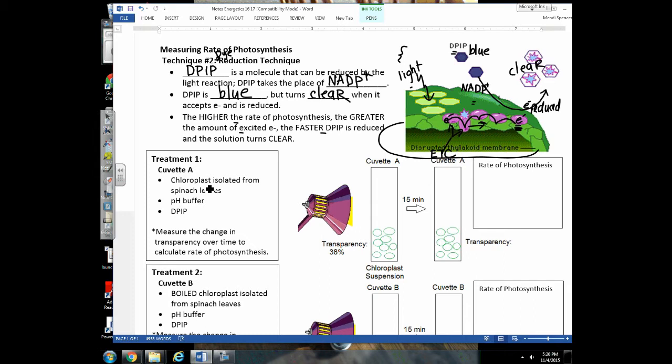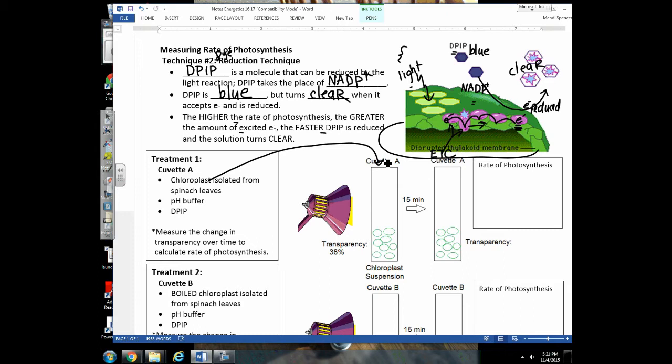And so I'm going to have chloroplasts at the bottom of the test tube, and I can suction them up, and I can take those chloroplasts and put them in this cuvette. So that is what I mean by a chloroplast suspension. Basically, we're going to pulverize some spinach leaves and take out the chloroplasts.